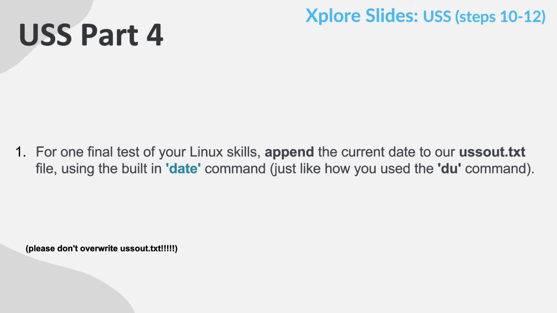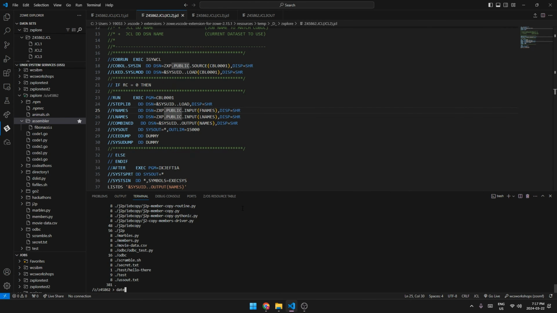So for your final test of your Linux skills, I want you guys to append, okay, keyword append, the current date to our ussl.txt file using the built-in date command. If we type in date, we get our date there. But what we're going to do is append that. So I want you guys to try that out for yourselves. Pause the video. If you can't get it, that's okay. We're just going to append it.